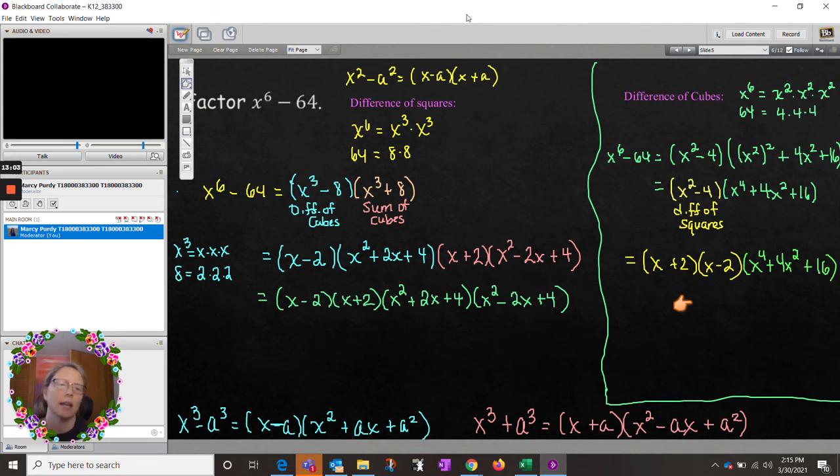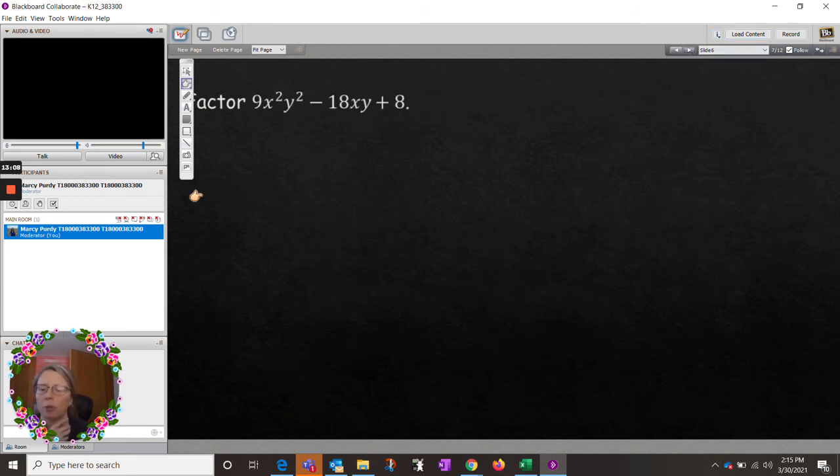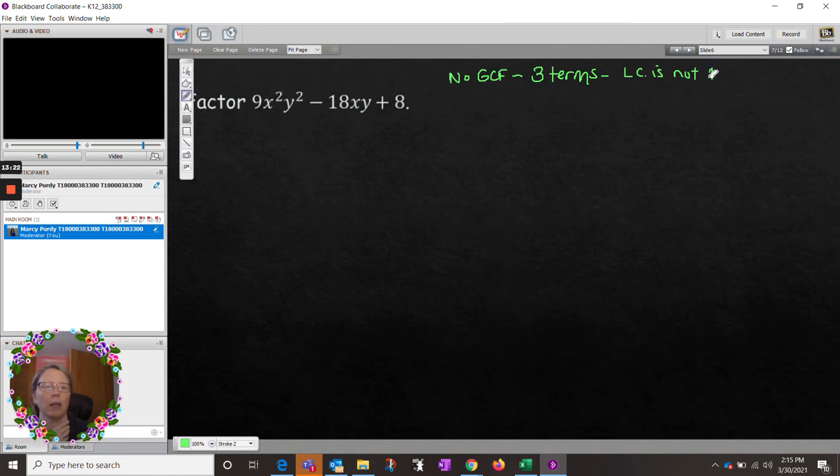All right, so let's keep going here and take a look at this one. 9x squared y squared minus 18xy plus 8. So no GCF, 3 terms. Leading coefficient is not 1. So this is where you would do trial and error. So what I want you to remember, guys, is that the extra variables don't change what we do. So it's still a situation where I could do trial and error if it's factorable.